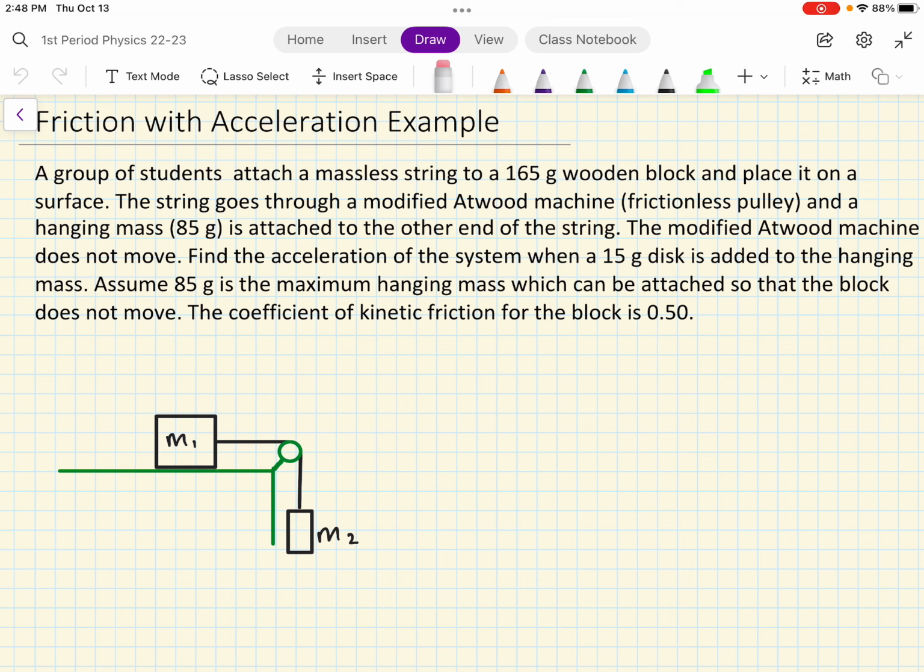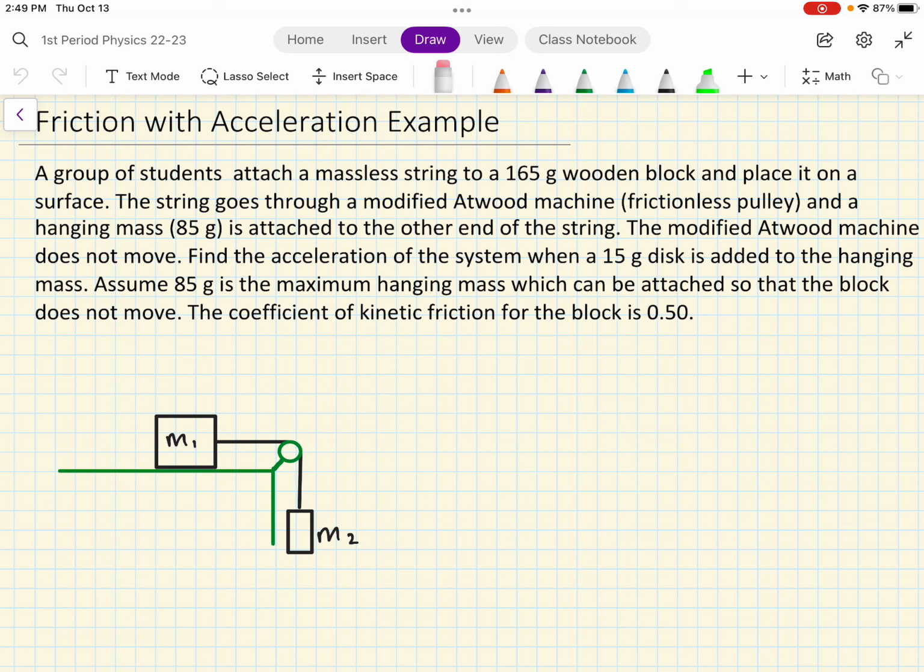Okay, this one says, a group of students attach a massless string to a 165 gram wooden block and place it on a surface. The string goes through a modified Atwood machine, frictionless pulley, and a hanging mass of 85 grams is attached to the other end of the string. The modified Atwood machine does not move. Find the acceleration of the system when a 15-gram disc is added to the hanging mass. Assume 85 grams is the maximum hanging mass which can be attached so that the block does not move. The coefficient of kinetic friction for the block is 0.50.